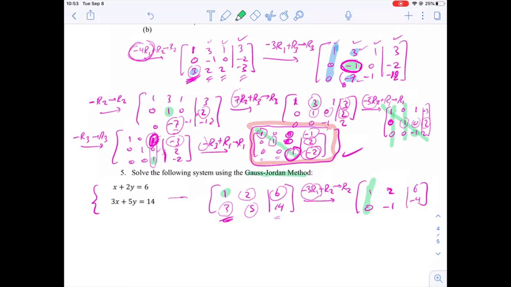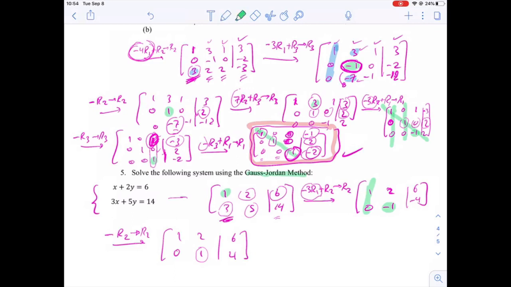Now we need to work on the second column. We need to make this -1 a 1. How to do that? We multiply by -1, because we can multiply any row by any non-zero number. So -1 is a non-zero number. So multiply the second row by -1 and replace R2. That will give me 0, 1, and 4 on the second row, and we still have 1, 2, 6 on the first row.